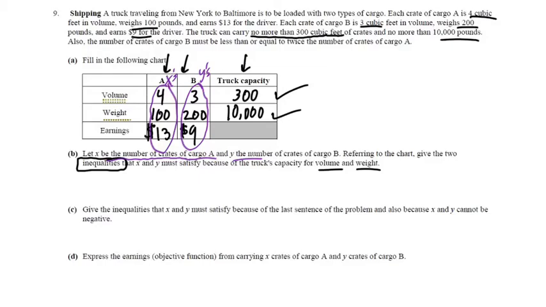So let's start with the volume here. So for the volume, we have 4x plus 3y, and then 300 is the max. So just like the last problem here, we can go below 300 in capacity, but we can't go above it. So the inequality sign we need here is less than or equal to.